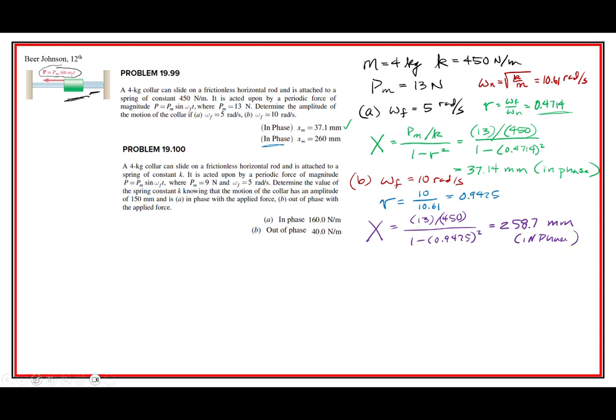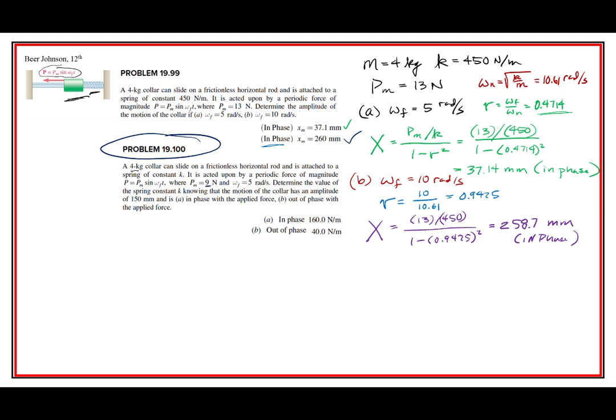Okay, so now we shift over to the next. Oh, and by the way, that was the same here, 260. All right, close enough. Now we go to the next problem right here, and we have almost the same things.